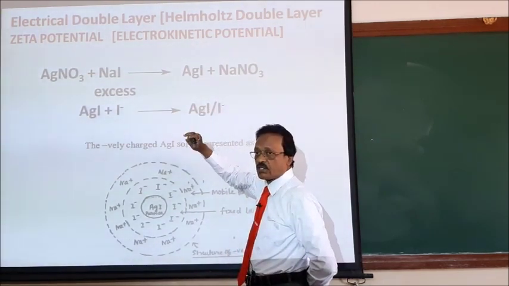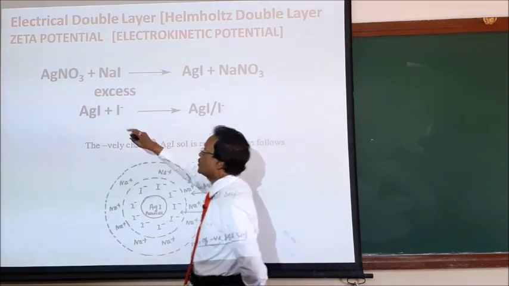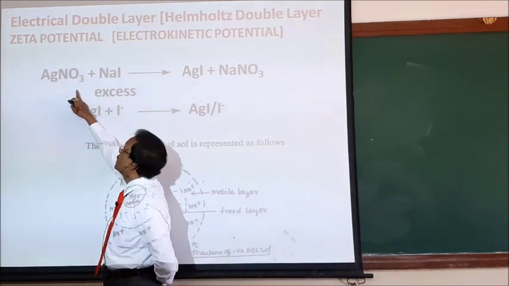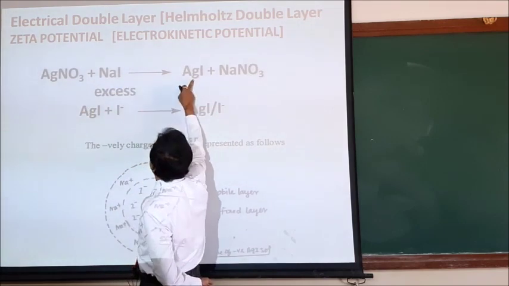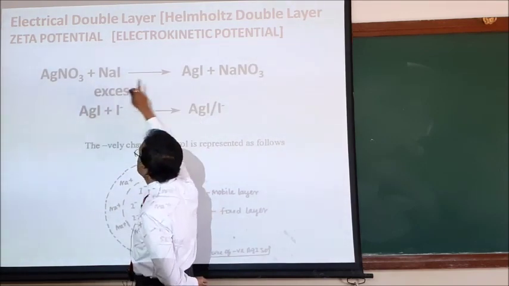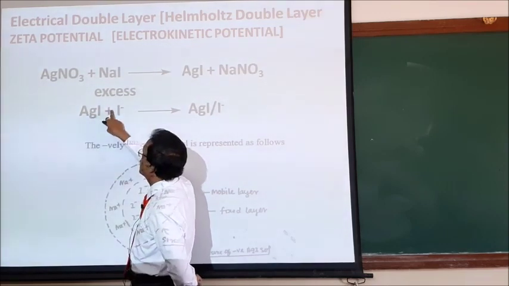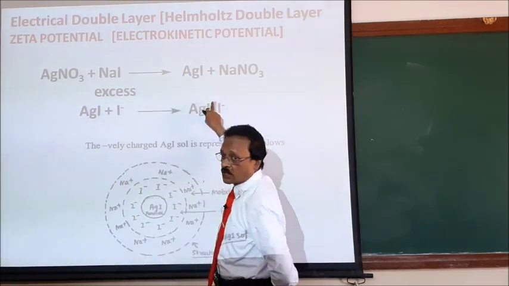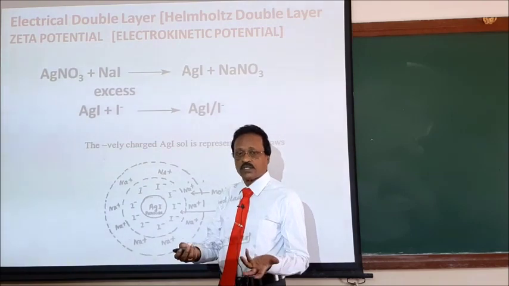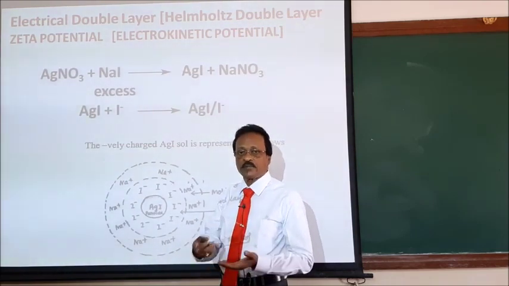It can also form a positive charge. How can it get a positive charge? Suppose you use excess AgNO3 with NaI, the same AgI is formed. But in the dispersion medium, since you used excess AgNO3, Ag+ ions will be there. Now AgI adsorbs Ag+, and it becomes positively charged. So this particular sol can have a negative or a positive charge, depending upon the ions available in the dispersion medium.